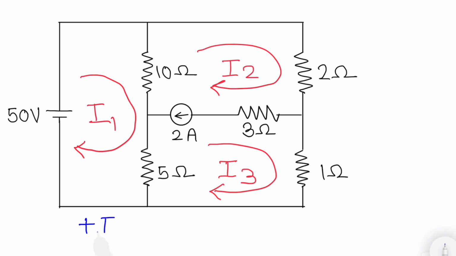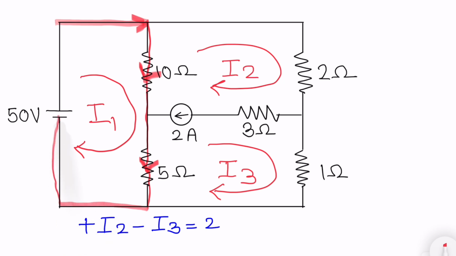Plus I2 minus I3 equals 2. Now let us write down the equation for mesh 1, starting from this point. First component: minus 10 multiplied by (I1 minus I2), minus 5 multiplied by (I1 minus I3), plus 50 is equal to 0.